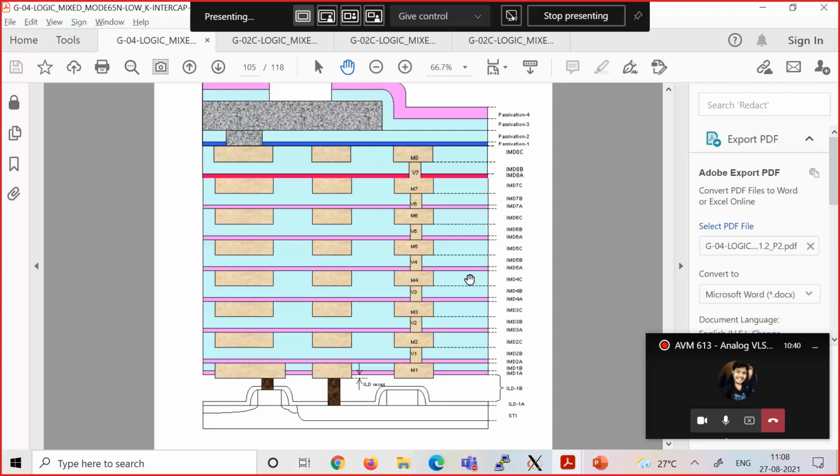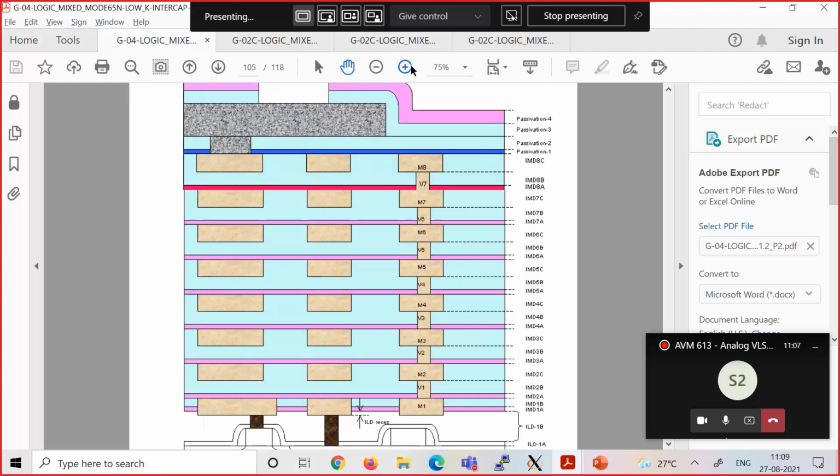So first let's start off. Sir, here you're always showing how to contact metal 1 with the transistor. How do you contact metal 2 with the transistor, sir? You contact metal 2 to the transistor? Yes, sir. You have to go via the metal 1 only.